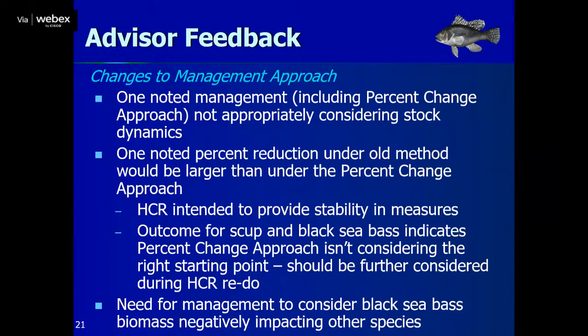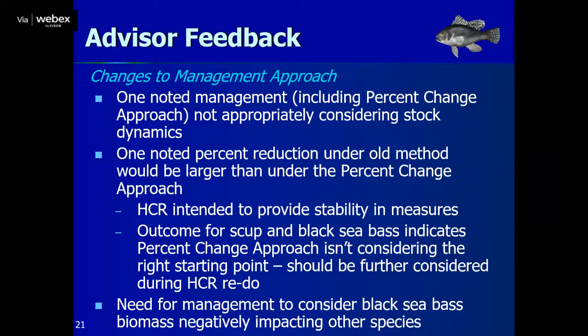One advisor thought that the approach to management, including the new percent change approach, does not appropriately consider stock dynamics. So we talked about how there are the 3 biomass categories in the percent change approach, but it's not giving consideration to other things such as the expected trajectory of the stock over time, like if it's expected to increase, decrease, or remain stable. There's not different considerations for that built into the percent change approach. There was a discussion of how the percent change approach is requiring a 10% reduction for black sea bass this year, but an even bigger reduction would have been required under the old process.